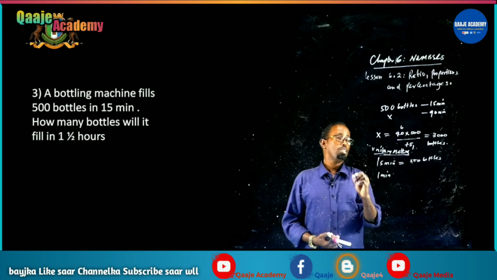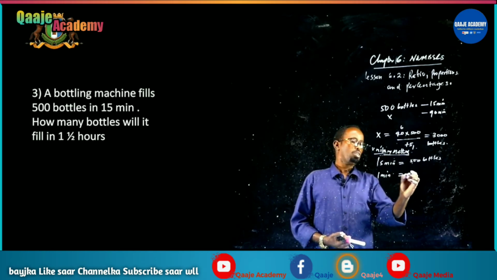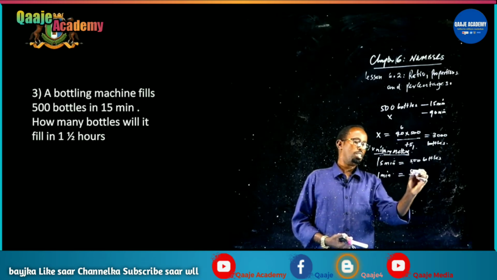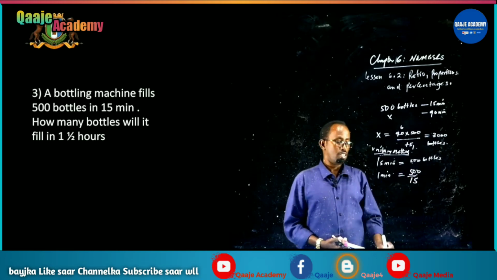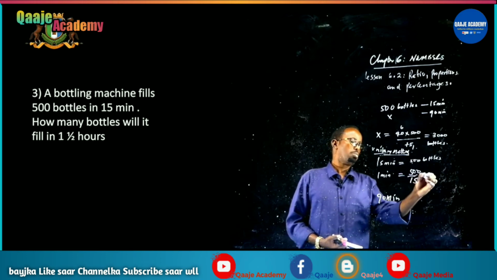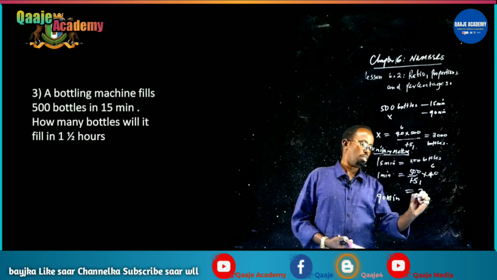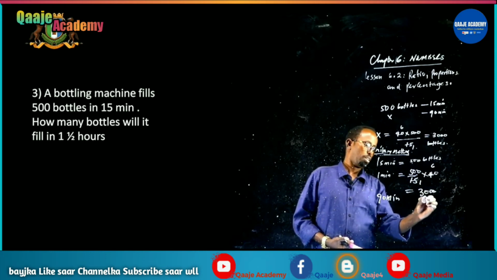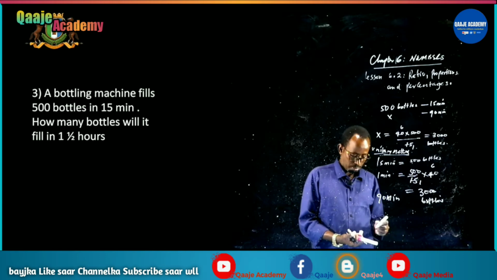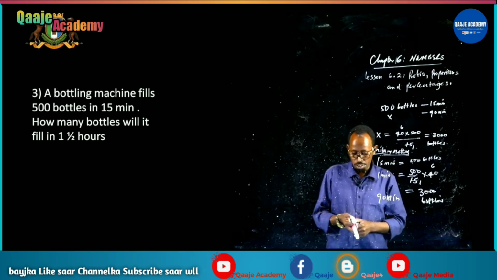You can use unitary or the ratio method. So 1 minute will be equal to 500 divided by 15. And so therefore, in 90 minutes will be equal to what? You just multiply this one by 90, and then by 15, 1 by 15, 6, you get 3,000 bottles. 3,000 bottles. That is example number 3.